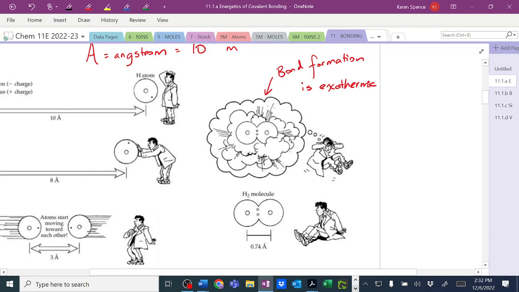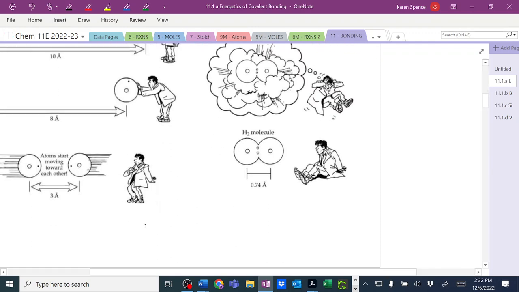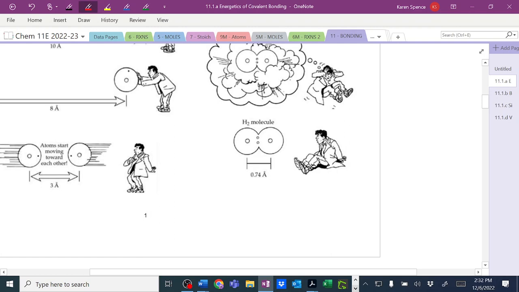And the distance between the two nuclei is called the internuclear distance. Inter meaning between, nuclei meaning nuclei. So this distance here is the internuclear distance. Inter, of course, meaning between.